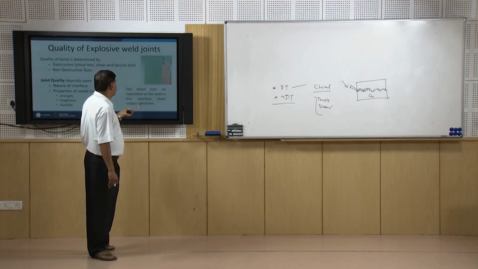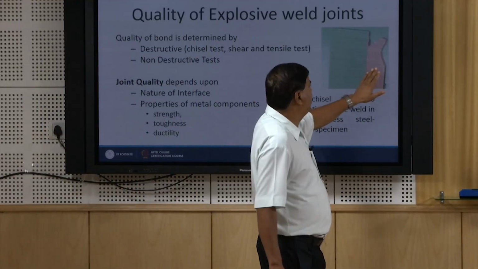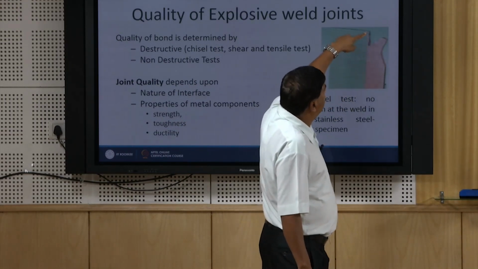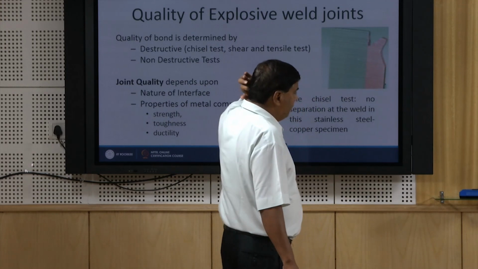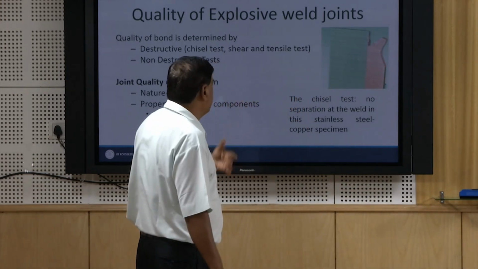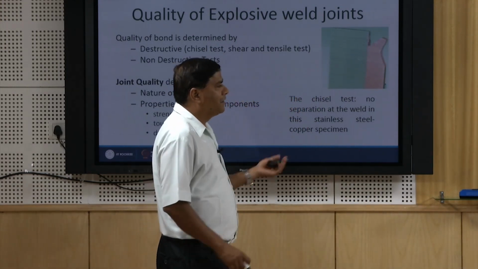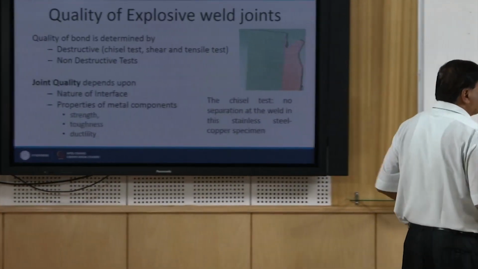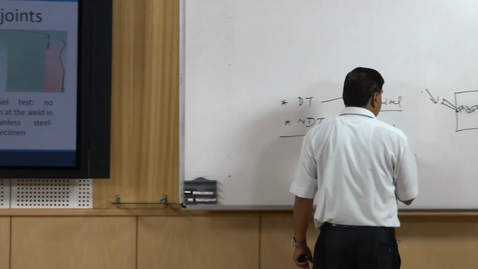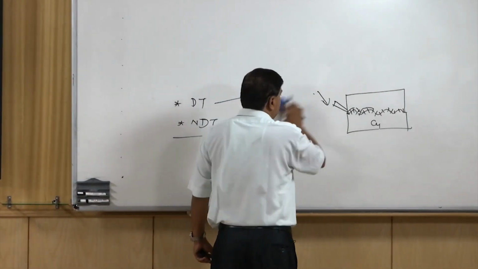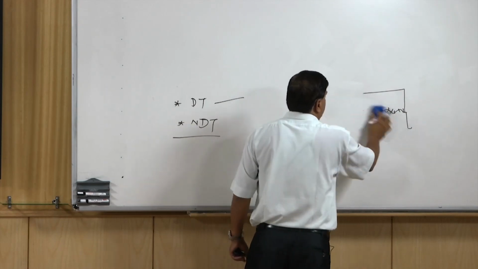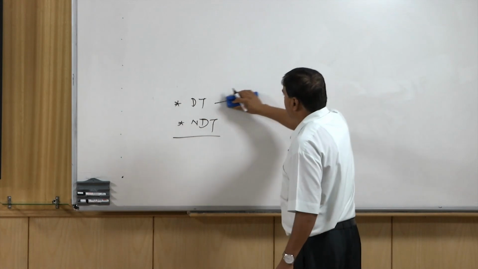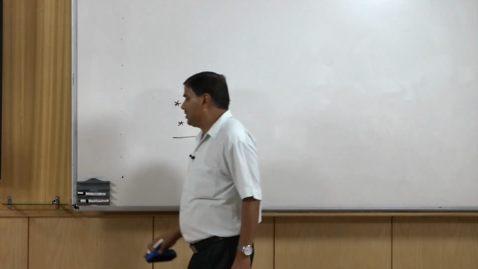In the case of stainless steel and copper joints, say this side we have copper and this side we have stainless steel, and the chisel test is conducted. The interface is still intact, but the failure starts from the copper side. So, this is one typical and unique test, and mostly accepted for explosive welded joints. Other common tests are the tensile and shear tests for checking the mechanical capabilities, the load carrying capabilities of explosive joints under tensile and shear conditions.